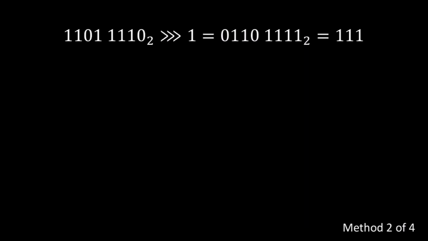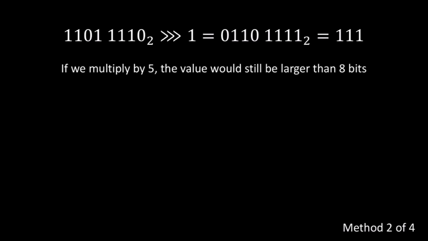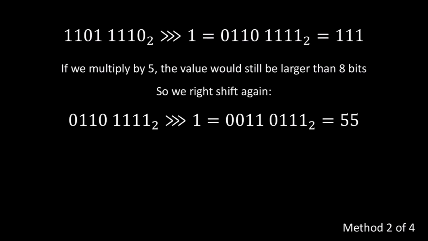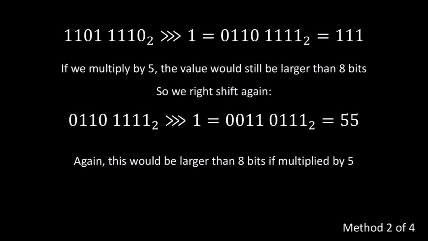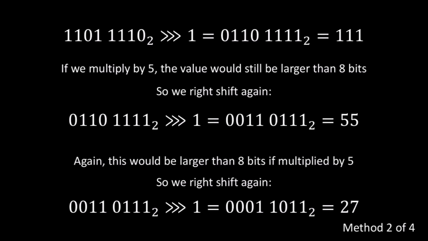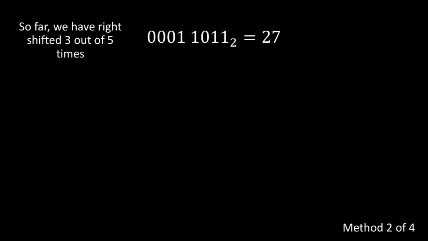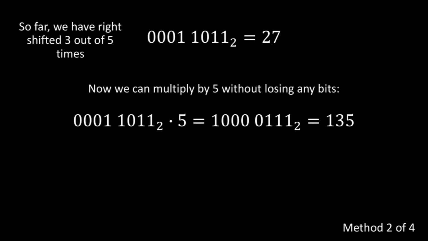So we right shift 222 to give us 111. If we multiply 111 by 5, the result will be larger than 8 bits, so we must right shift it again. So 111 right shifted again gives us 55. Again, 55 multiplied by 5 would be larger than 8 bits, so we must right shift one more time, giving us 27. The 27 that we now have can be multiplied by 5 without losing any bits. So 27 times 5 gives us 135.